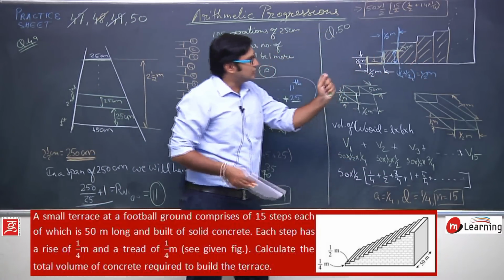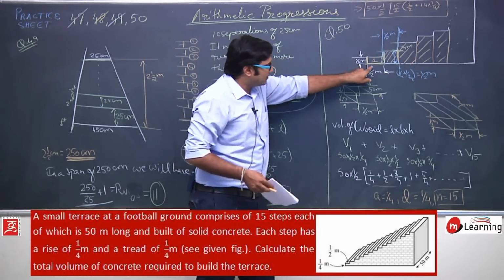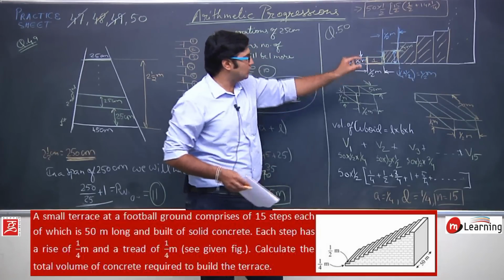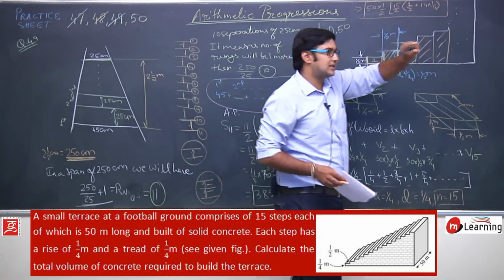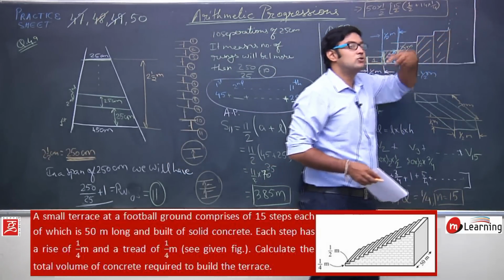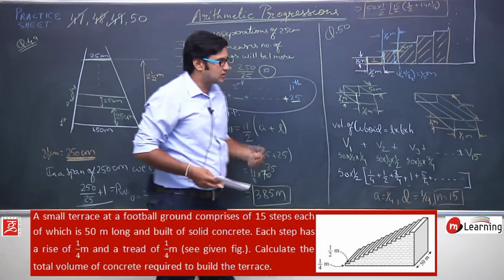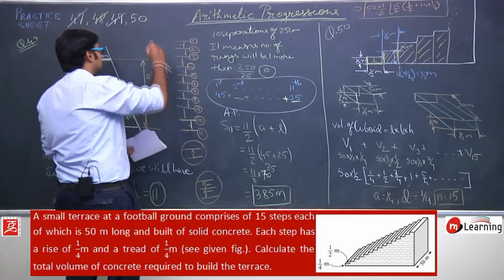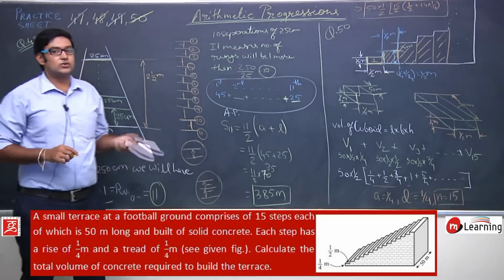Okay. The only thing to observe in this terrace is that the breadth will remain constant, the length will remain constant, only the height will increase by a step of 1 by 4 every time you go to a higher step. Okay. So this is the solution for the 50th question. Okay, so you can note this.